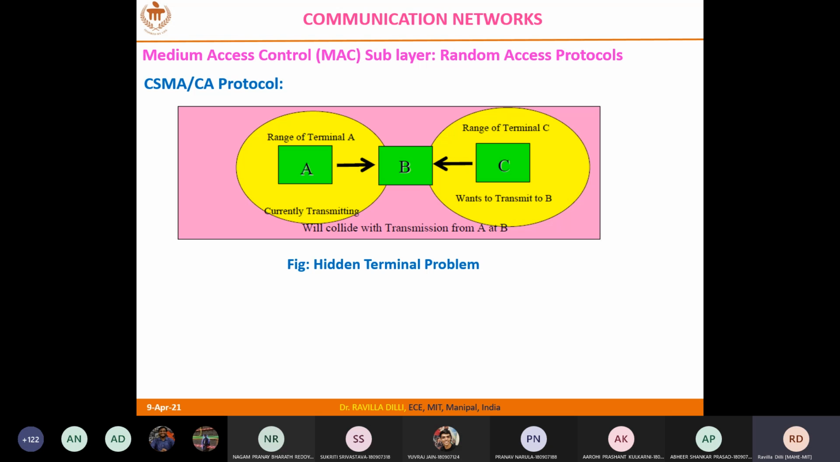Okay, so assume that A and C are at equal distance from node B, and A and C at the same instant of time have released the RTS packet. What happens at B?